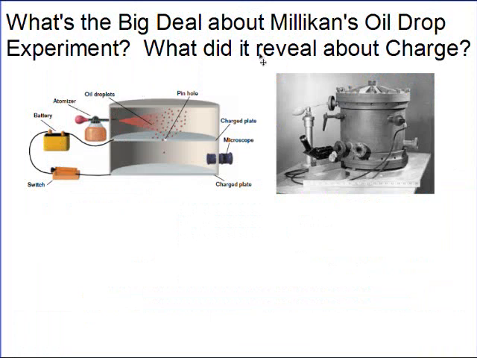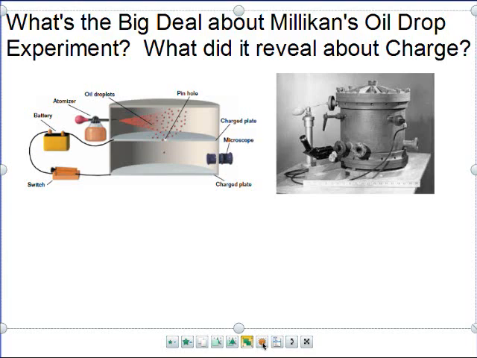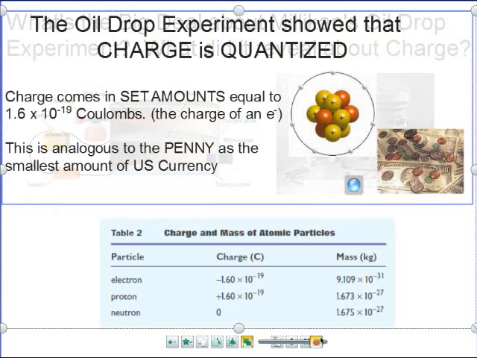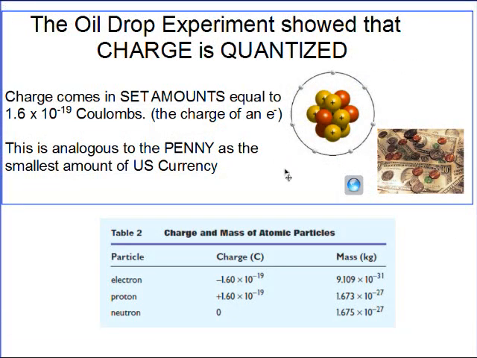Now, Robert Millikan did an oil drop experiment way back in the early 1900s, and what he revealed about charge is that charge is a quantized substance. That's sort of hard to understand, so let me try to explain. His main outcome is that charge is actually quantized, which means it has a specific quantity. The charge comes in set amounts, each equal to 1.6 times 10 to the negative 19 coulombs. That's the charge on a single electron.